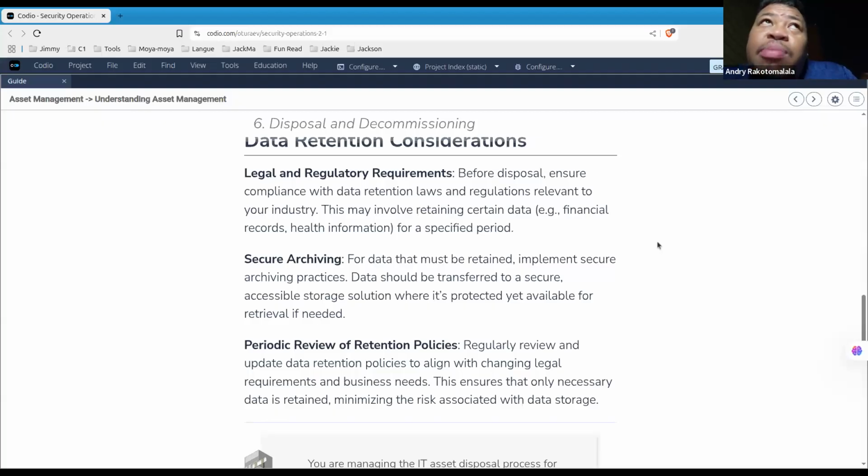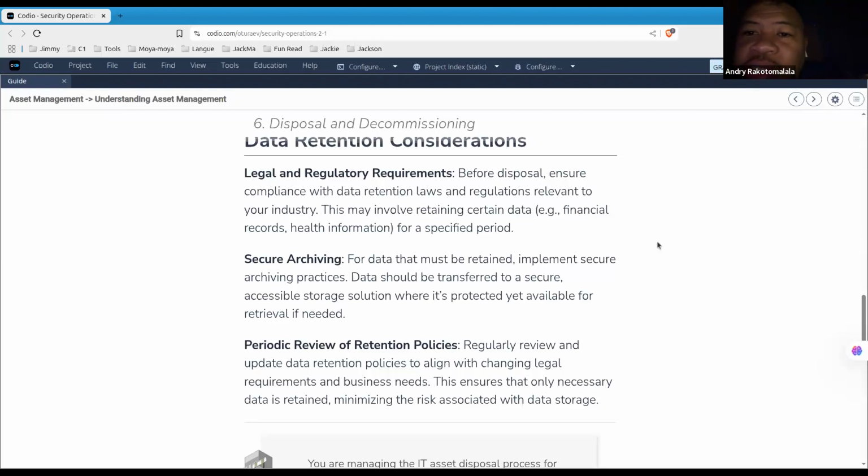An example is legal. For legal reasons, they can only keep your data for, I think for immigration, about 2 years in the United States, maybe longer. Don't quote me on that. But it's important to know how long you're allowed to keep that data.